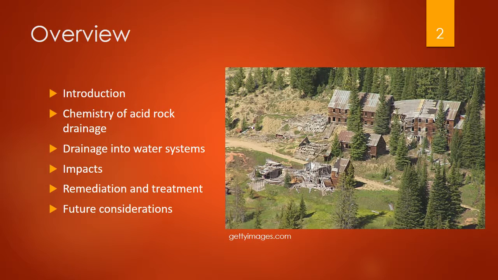A quick overview of our presentation. Mining has a long history in Idaho, and the effects on the environment can be dramatic, and that's why I chose to do this for my presentation today. So it's going to start with a little bit of an introduction about what acid rock drainage is. We're going to talk about the chemistry of acid rock drainage, how that drainage makes its way into the water systems, the impacts of acid rock drainage on the environment, current methods for remediation and treatment, and future considerations when we're looking at acid rock drainage.